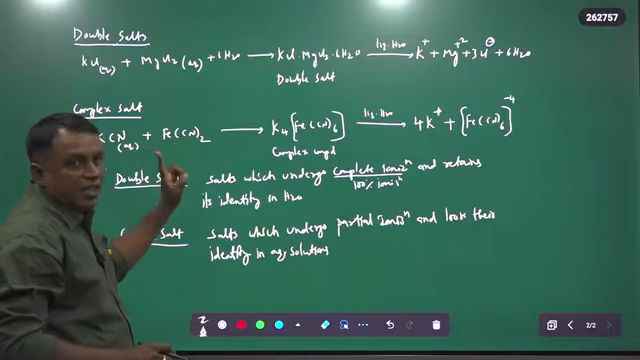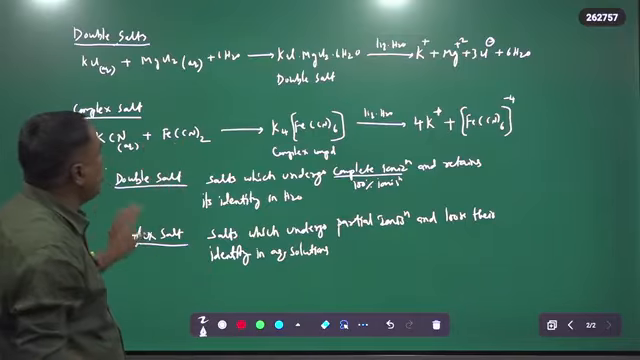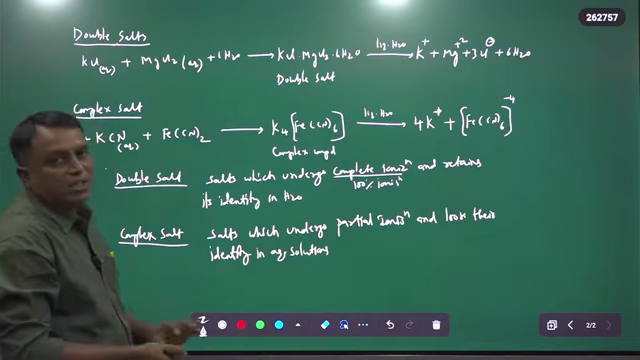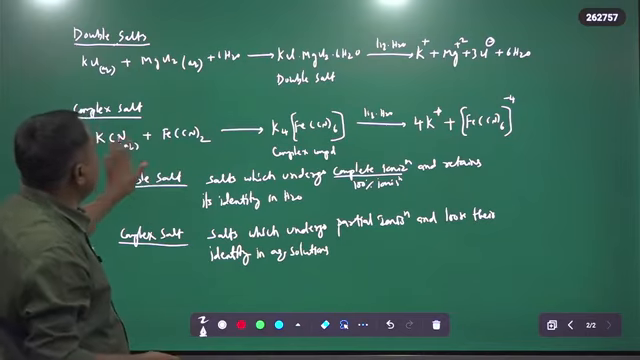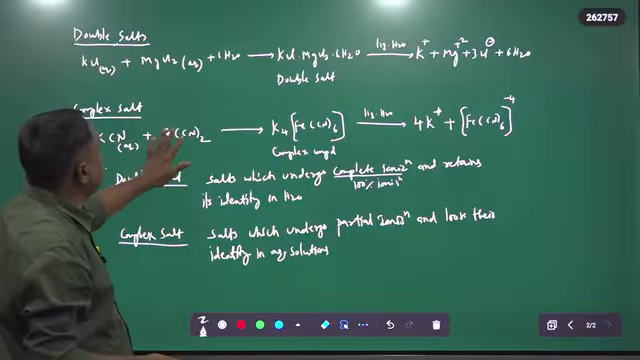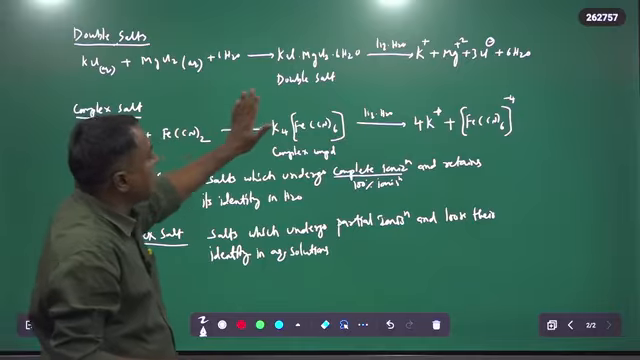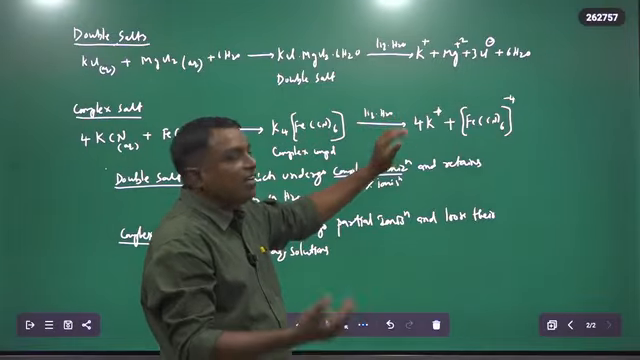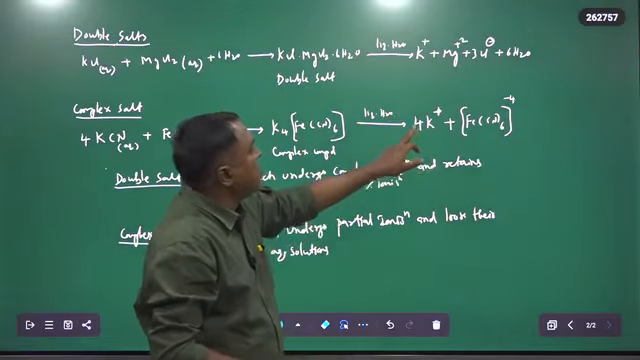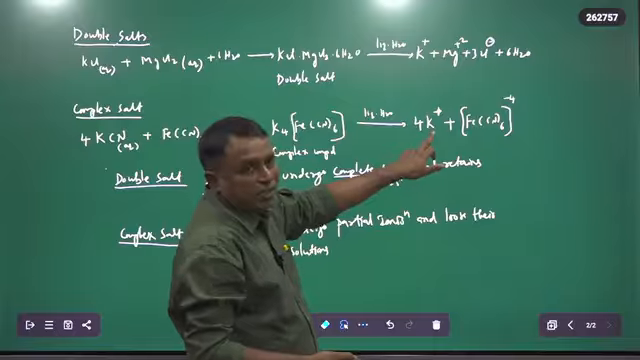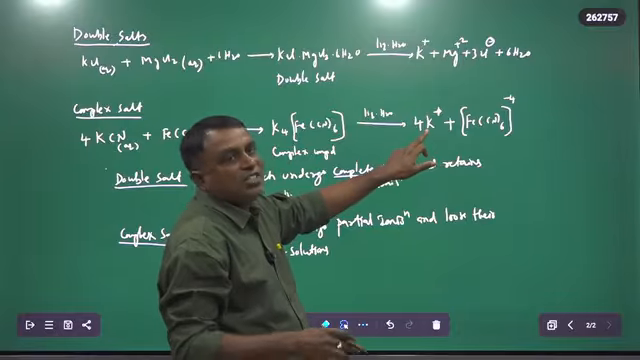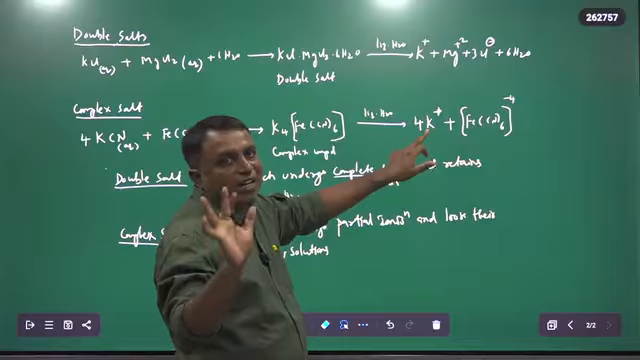And CN minus again has a separate test in semi-micro analysis. By using semi-micro analysis we can identify all the constituent ions in simple salts. Whereas in the case of a double salt, after dissolving in water, what will happen? So we are getting only one K plus. For K plus we have a separate test in the semi-micro analysis.